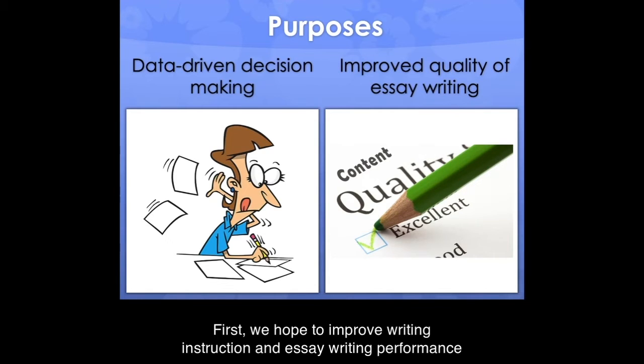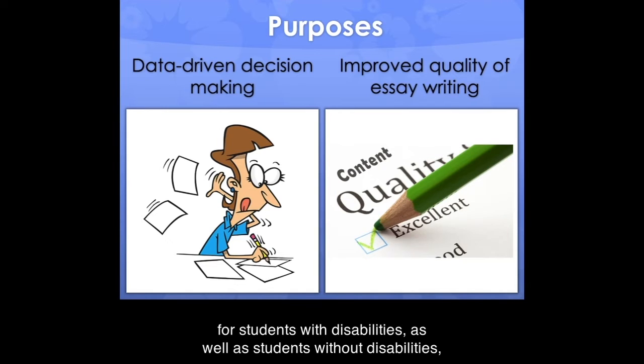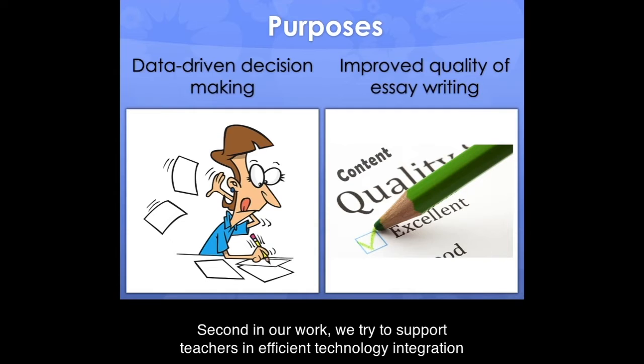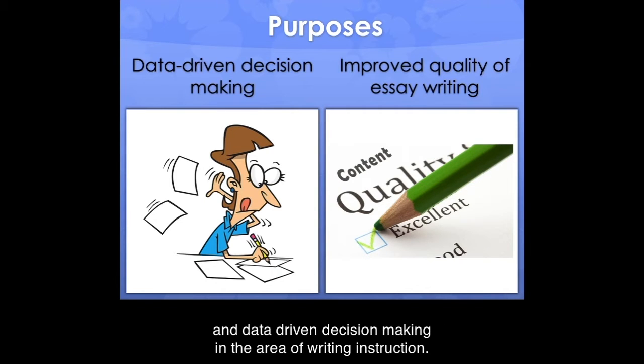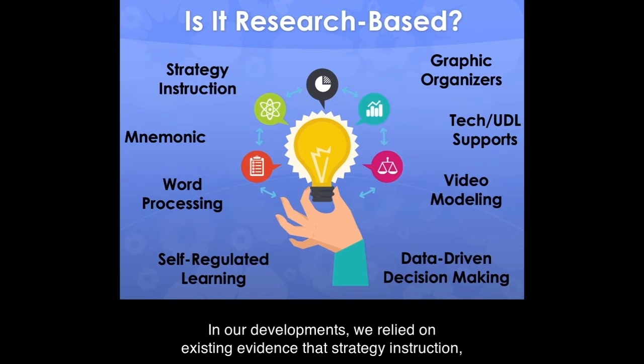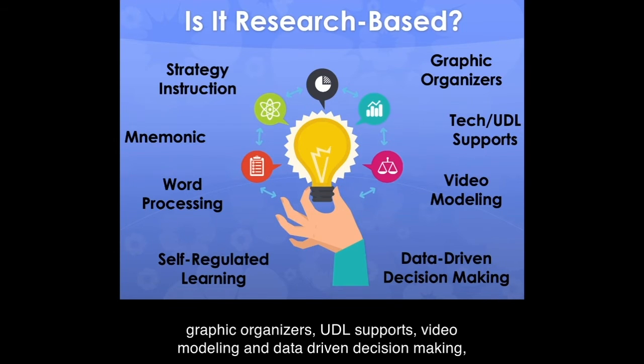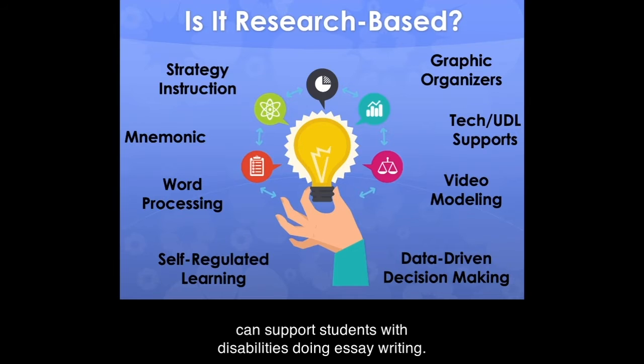These projects address two major aims. First, we hope to improve writing instruction and essay writing performance for students with disabilities, as well as students without disabilities, but those who struggle with writing. Second, in our work, we try to support teachers in efficient technology integration and data-driven decision-making in the area of writing instruction. In our developments, we relied on existing evidence that strategy instruction, use of mnemonics, word processing, self-regulated learning strategies, graphic organizers, UDL supports, video modeling, and data-driven decision-making can support students with disabilities during essay writing.